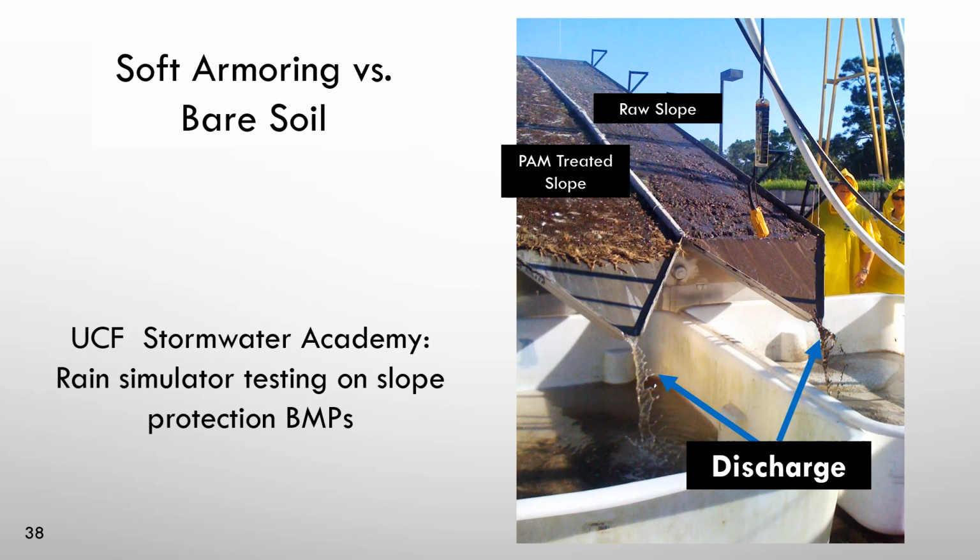As I mentioned, there's a few different universities that have done some really valuable flocculant research. So North Carolina State, Auburn University, University of Central Florida was one of the first ones a couple decades ago, and they used to have the largest rainfall simulator in the world. This was a test here that we did with the polymer enhanced soft armoring compared to an untreated slope. The untreated slope actually originally had an erosion control matting on it.